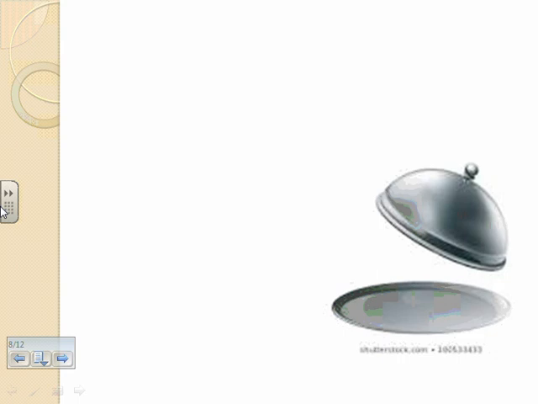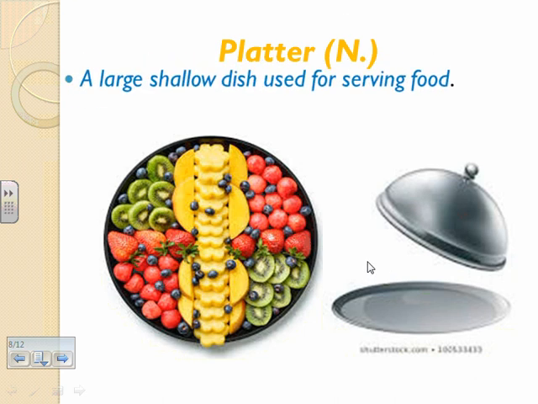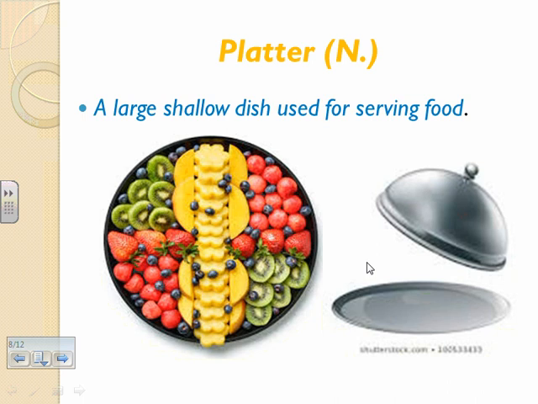Look at this. What's this? Platter. This is an empty platter. This is a full platter. Now, have you got the meaning of platter? I think you're clever and get the meaning. A large shallow dish used for serving food. Shallow, not deep. And this is the cover of the platter. Some platters have covers to keep the food safe from pollution and dirt.